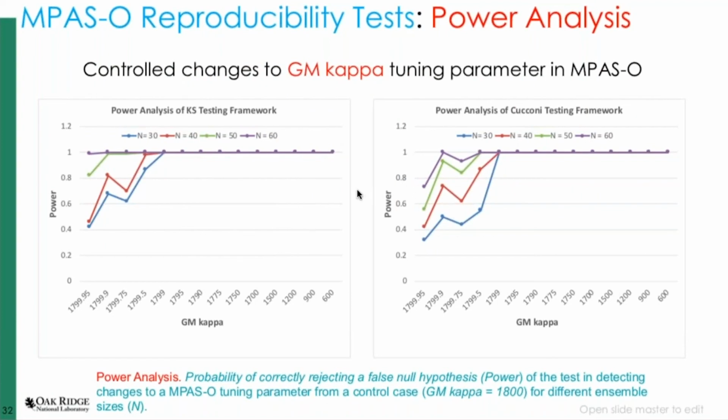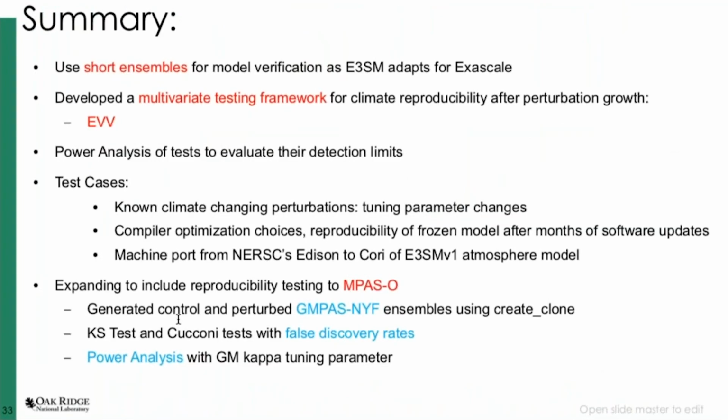And we see that they have about similar power. For GM kappa, you can detect differences as small as going from 1800 to 1799 with very high confidence. So this is work in progress, and we want to enhance this for other parameters too.